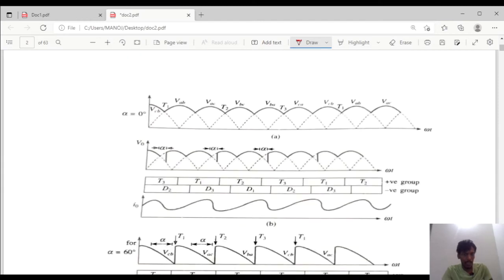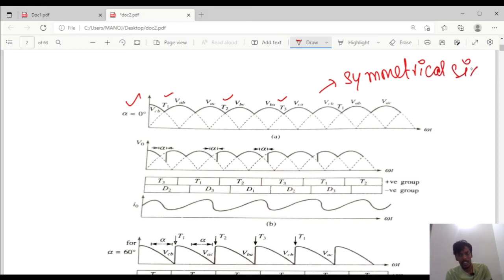I will show the diagram. So this is the diagram. For alpha equal to 0 degrees, thyristors T1, T2, T3 will conduct, and this is known as the symmetrical 6 pulse cycle. This is the output voltage waveform for alpha equal to 0 degrees, and this is the conduction time period.